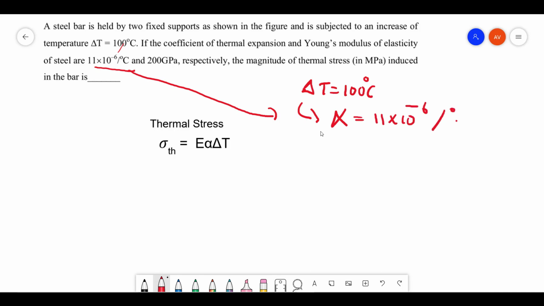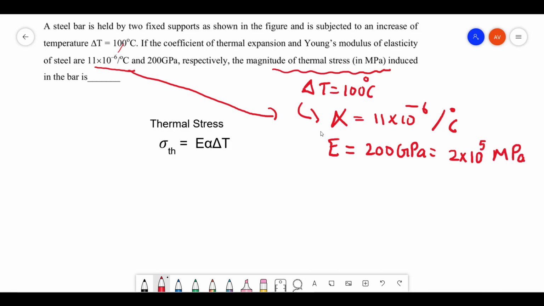You are also given Young's modulus, that is E, to be 200 GPa. Let's convert it into MPa, since they need the thermal stresses in MPa, so you'll get it in that form. So you will get finally 2 into 10 raised to 5 MPa. Let's utilize this formula.